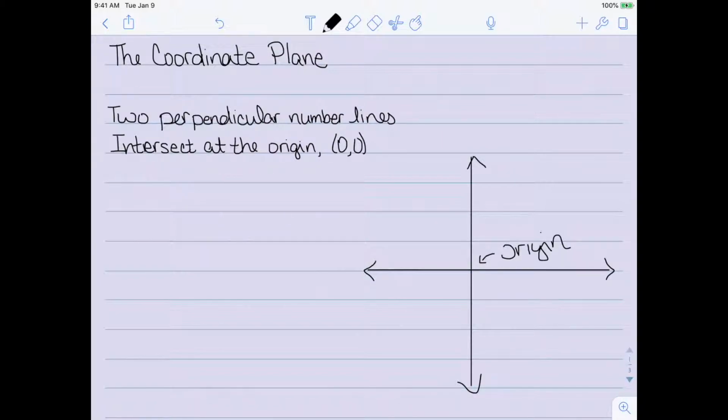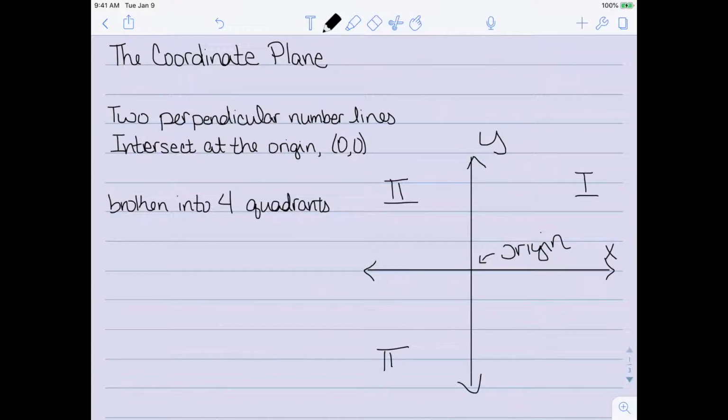The horizontal number line we tend to call the x-axis. The vertical is the y-axis. And these number lines do break up our coordinate plane into 4 regions, known as quadrants. Quadrants tend to be denoted with Roman numerals. We start at the upper right and move counterclockwise. So the upper left is quadrant 2, bottom left is quadrant 3, and the bottom right is quadrant 4.